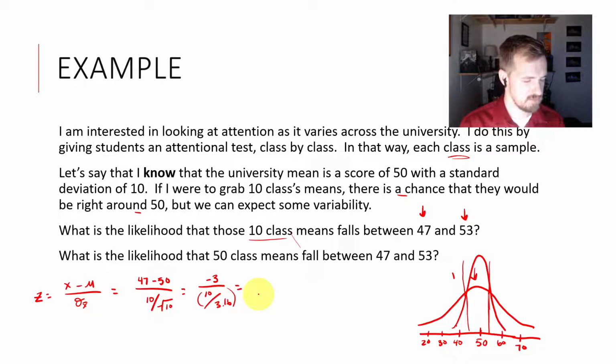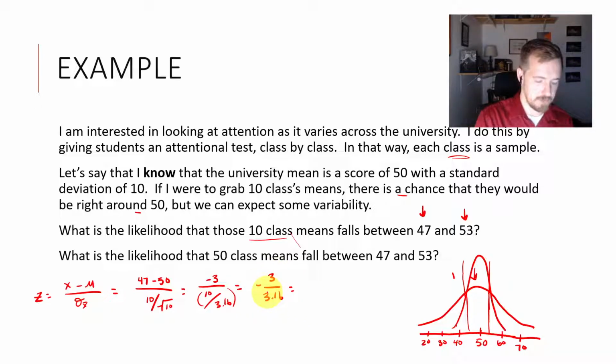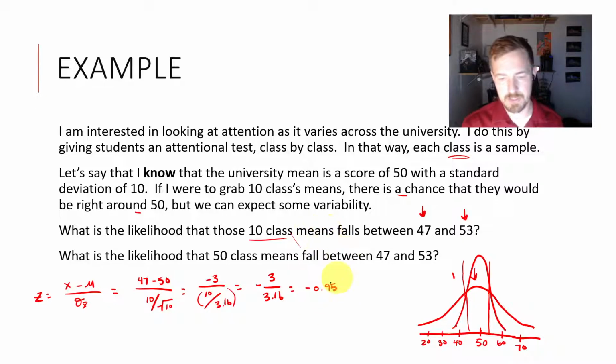wait, what? 3.16. Okay, I trust it. It just looks confusing to divide 10 by 3.16 and also get 3.16, but that is what you get. And so whenever I have 3 over 3.16, so 3 divided by 3.16 is going to give me -0.95. It's actually 0.949, but I'm going to round that up to 0.95.